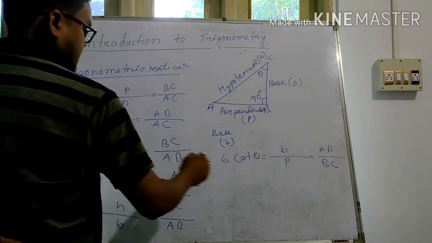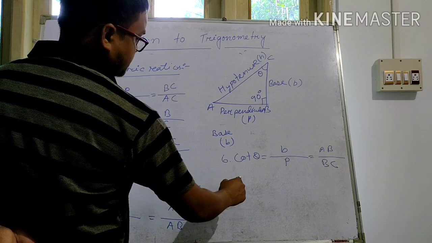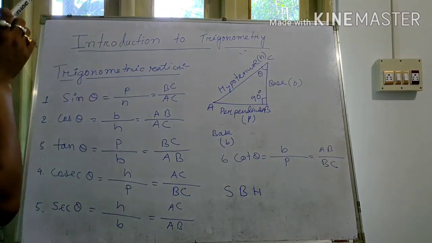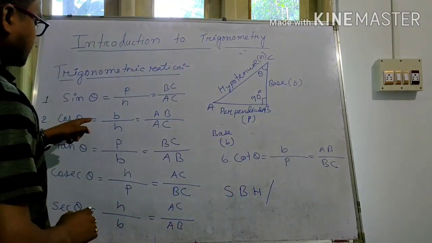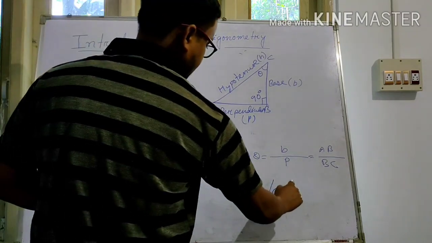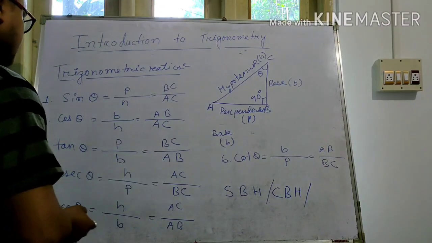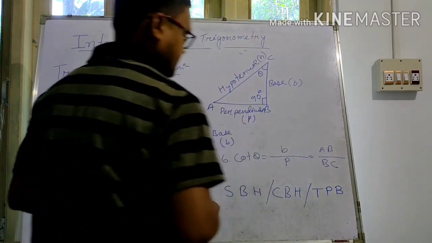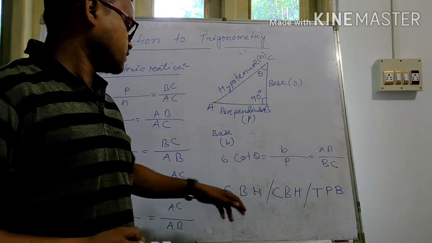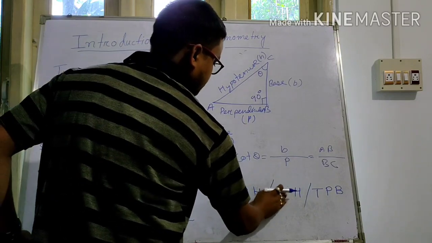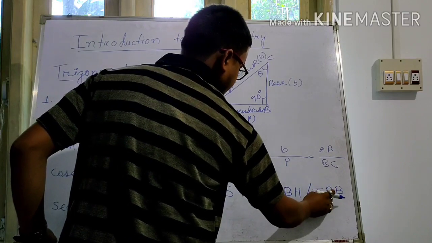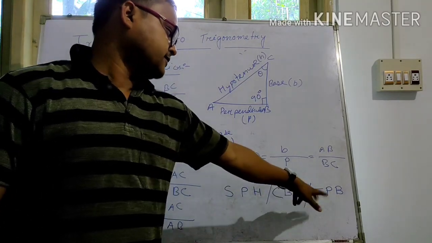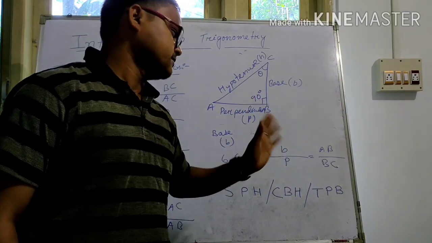For finding sine, one short form is S, P, H. For cos theta, you will find C, B, H. And another is tan theta, you always remember T, P, B. Sin theta is perpendicular by hypotenuse, cos theta is base by hypotenuse, and tan theta is P by B.